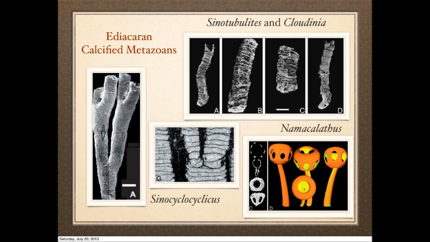This is probably an anthozoan. Again, we don't know for sure. There's no soft body preservation. This is just a partitioned tube. But one likely possibility is an anthozoan.